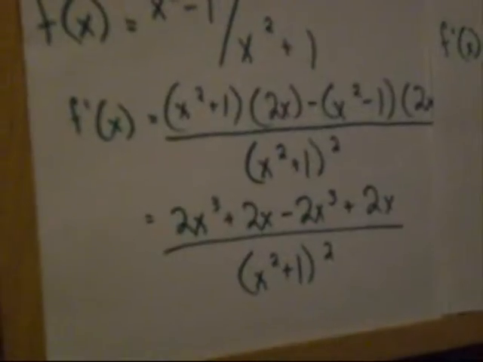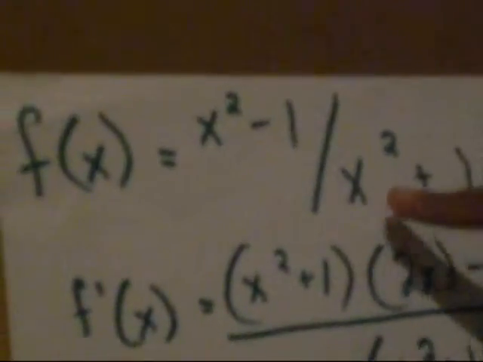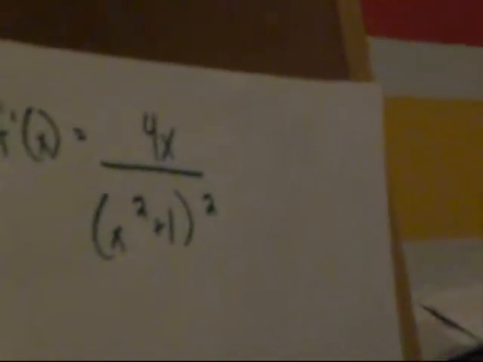So your final derivative of f of x equals x squared minus 1 over x squared plus 1 is going to be 4x over x squared plus 1 squared.